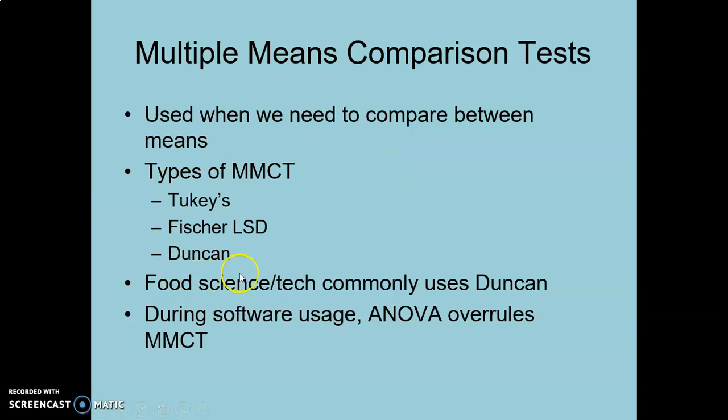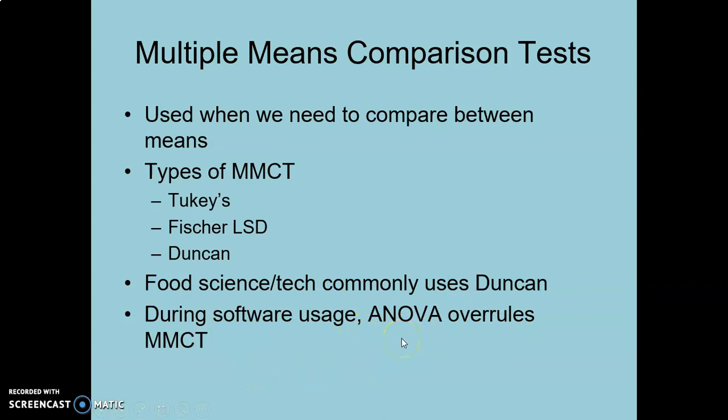There are several types of MMCTs. Among the more popular ones commonly used in food science are Tukey's, Fisher LSD, and Duncan tests. In food science technology, we usually commonly use Duncan, but it is okay. You can use any of these three or any other. It's up to you.